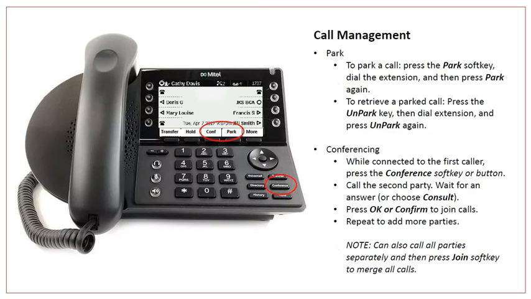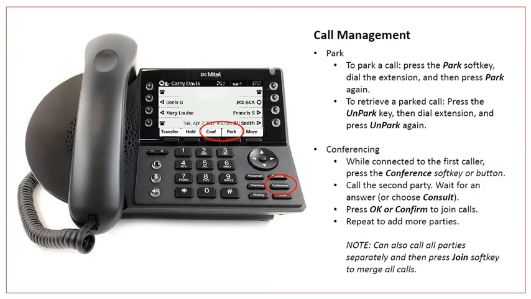If I don't want to transfer the call, if I want to give the recipient a little more time to pick the caller up, then I'm going to use the park feature. The park feature is available when I'm actively on a call. It is a soft key in my display, and when I press that park key, I would then dial an extension and press the park key again. This would put the call on hold at the recipient's phone.